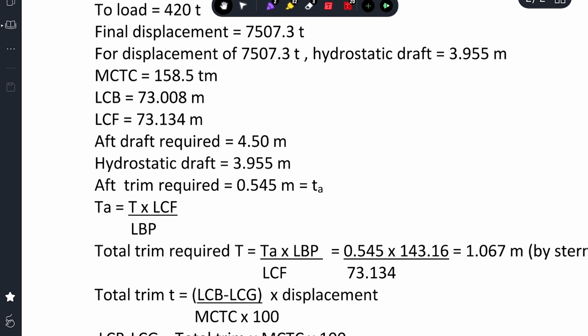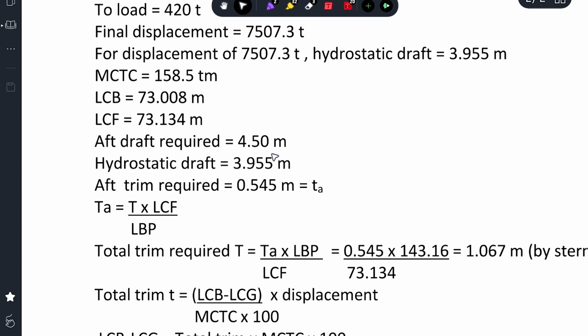Now, this is where we need to understand how we proceed for solving this question. A few minutes of thought must be given before you start doing the question, so you know the clear plan. The question is telling us the aft draft required in the final condition is 4.50 meter. So 4.50 meter should be the aft draft. I just found my final hydrostatic draft after loading 420 tons is 3.955 meter. So if my ship was on even keel, the aft draft also will be the same 3.955 meter. But the required aft draft is 4.50 meter.